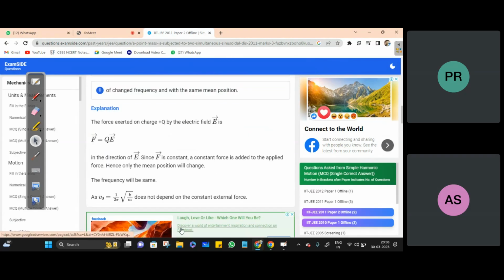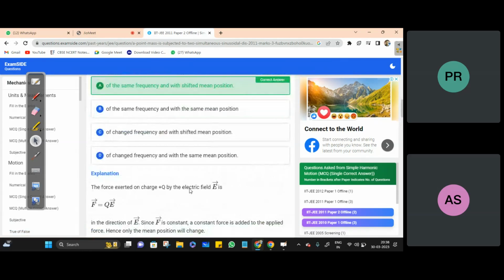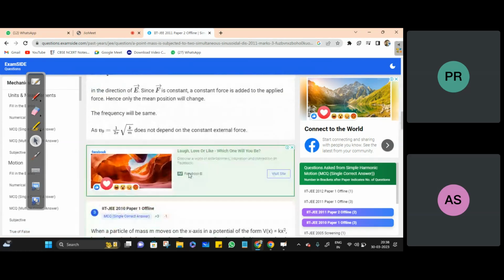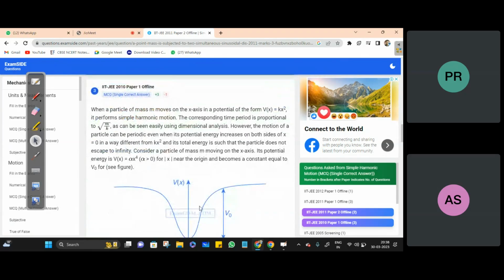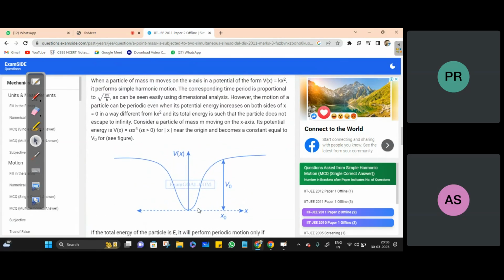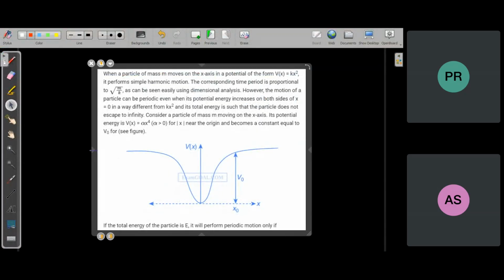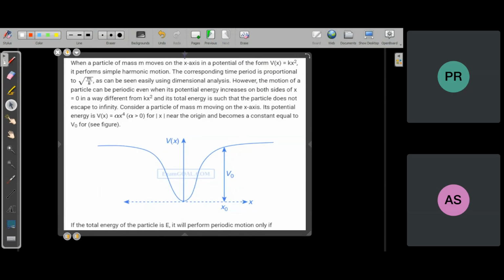You can ask your doubt. I think you don't have any doubt. Sir, generally we know that frequency or time period does not depend on any external force.